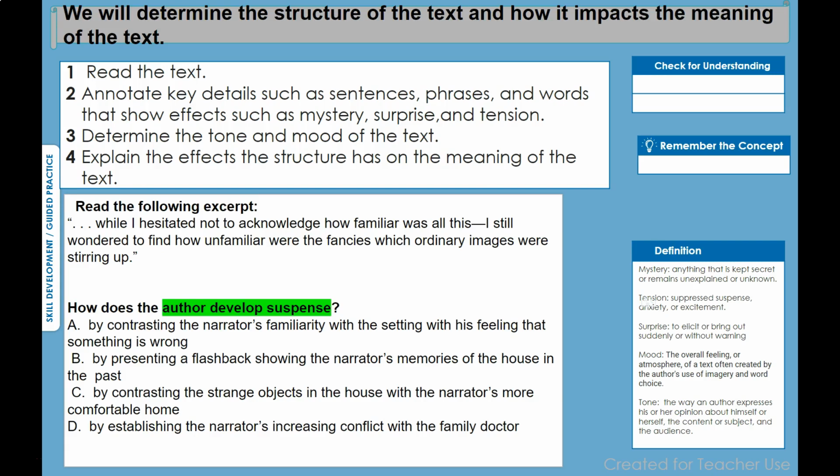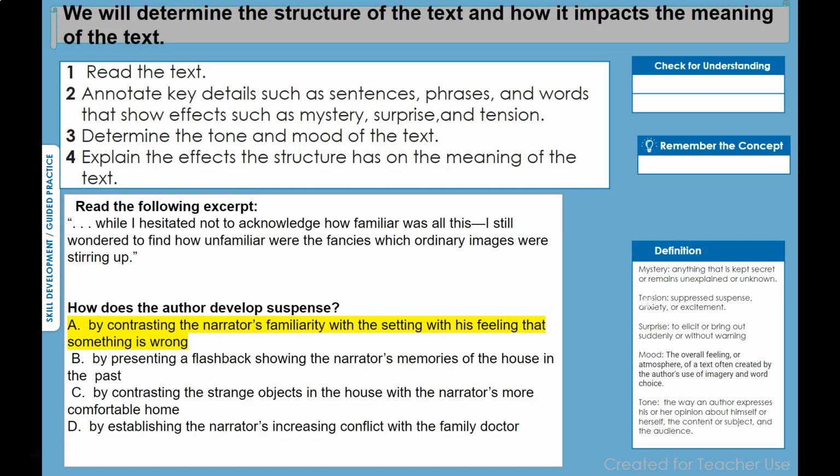So you're going to ask yourself, what is the author doing, right? How is he building this particular excerpt? All right. And then come right back with your answer choice. Okay, so if you chose A, you are correct. Well, how do we know that the author is contrasting the narrator's familiarity with the settings?